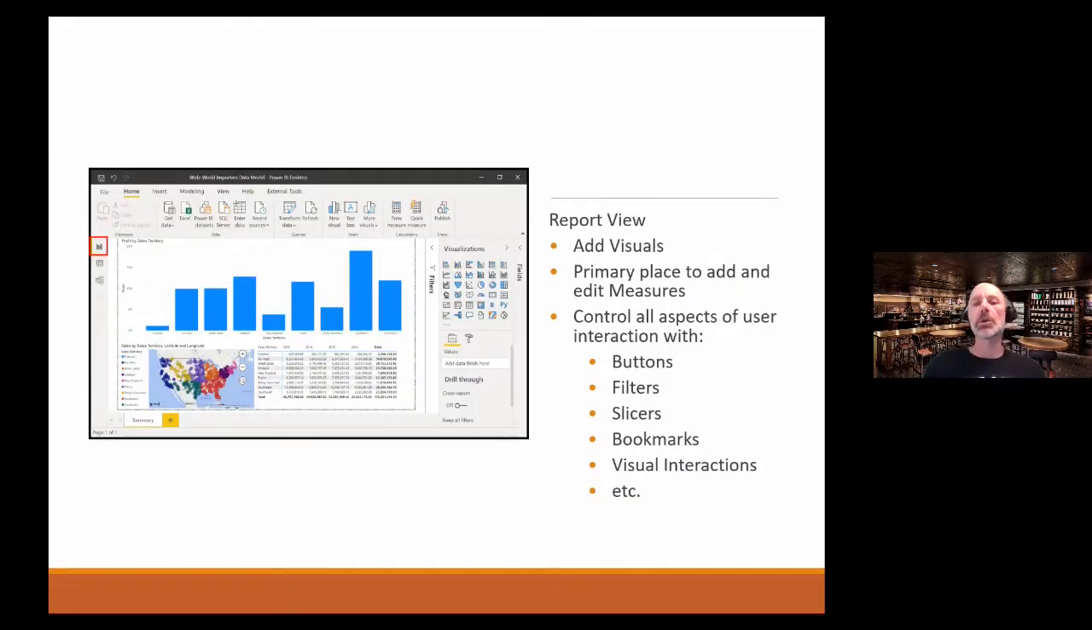Finally, you get to the report view. And the report view is where you add your visuals. And this is the fun part, right? You're adding visuals, you're adding fields, you're setting up how the visuals interact with each other with cross-filtering, creating bookmarks, etc. You control all aspects of user interaction here: buttons, filters, slicers, bookmarks, all the visual interactions. This is also the primary place where you edit measures. So you're creating your measures, dropping them in, and looking at your data.